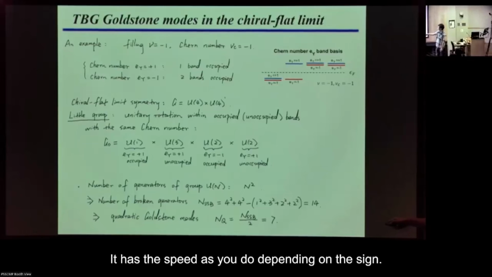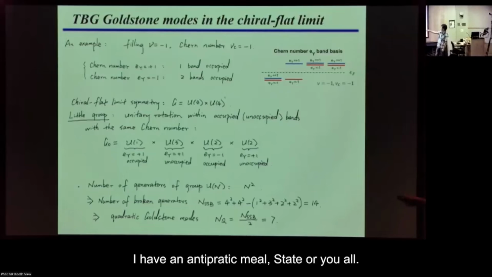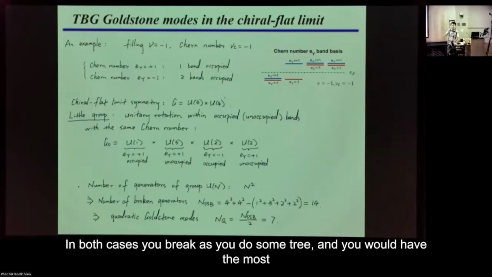And the number of generators of group UN, you know, is n squared. So the number of broken generators, in this case, is 16 plus 16 minus the number of generators of the little group, and you get 14. And with quadratic dispersion, you get 7 modes, which agrees with our numerics.